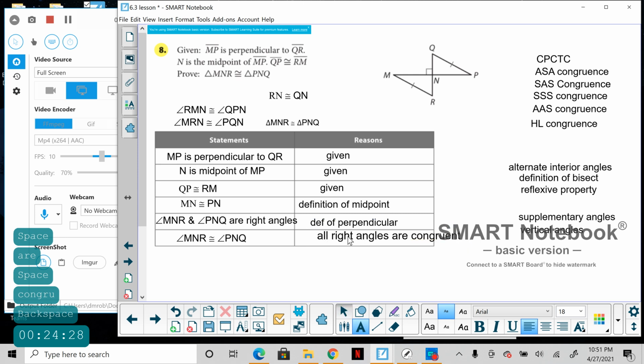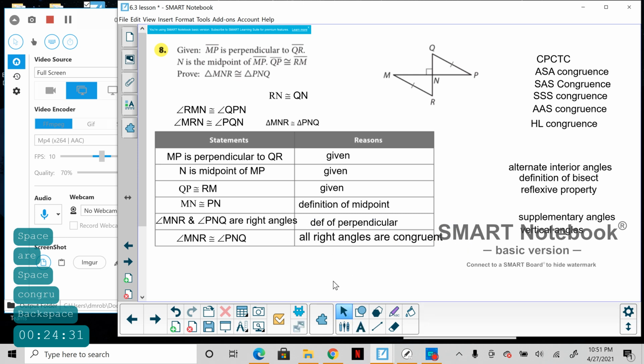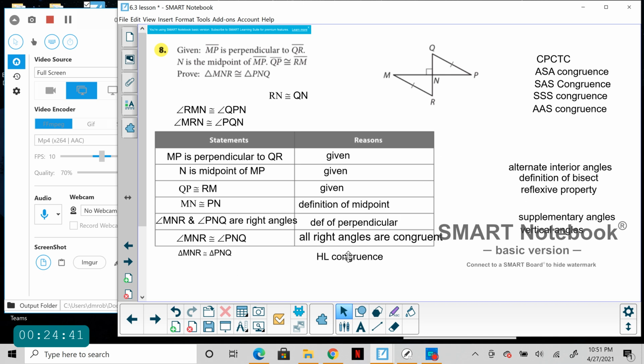Okay, and now we have our right angles, we have our hypotenuse and our leg. So now we can state that our triangles are congruent by the hypotenuse leg congruence.